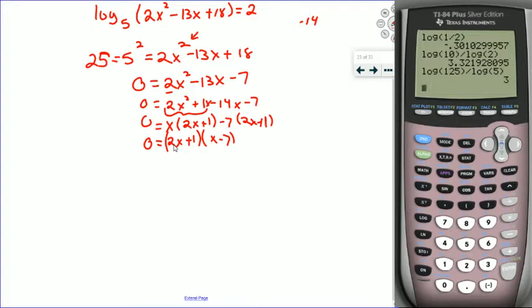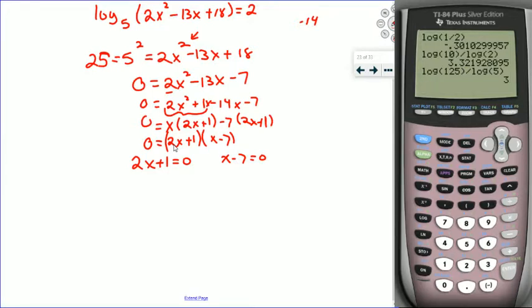Both of these things multiply to be 0, so at least one of them has to be 0. We don't know which one, so we set both of them equal to 0. 2x plus 1 equals 0. x minus 7 equals 0. So then we're going to solve both of these for x.